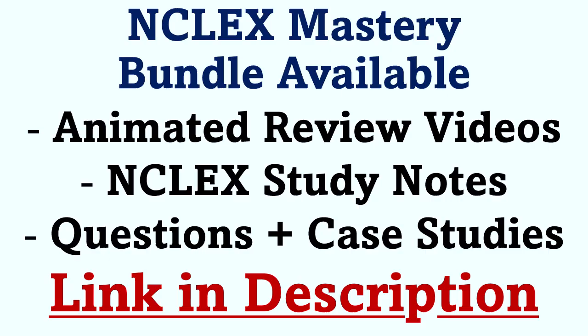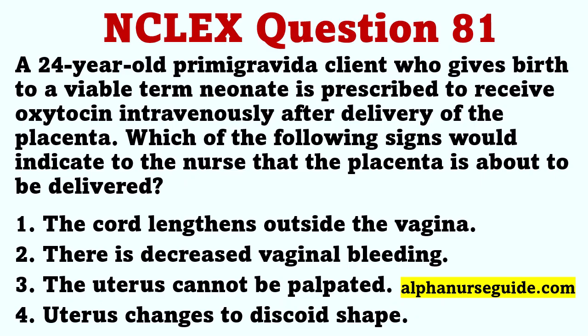Back to the questions. A 24-year-old prima gravida client who gives birth to a viable term neonate is prescribed to receive oxytocin intravenously after delivery of the placenta. Which of the following signs would indicate to the nurse that the placenta is about to be delivered? 1. The cord lengthens outside the vagina. 2. There is decreased vaginal bleeding. 3. The uterus cannot be palpated. 4. Uterus changes to discoid shape.